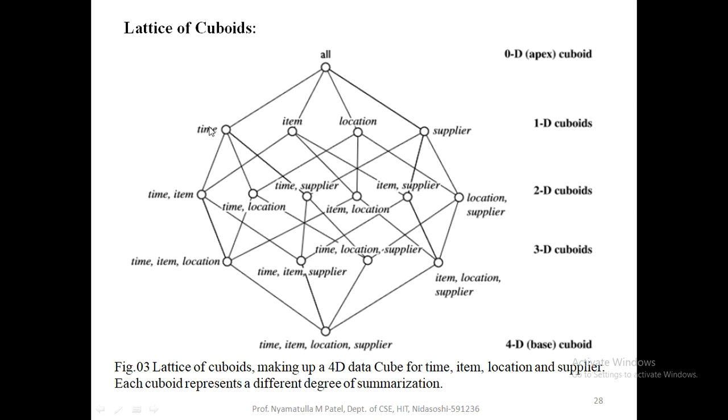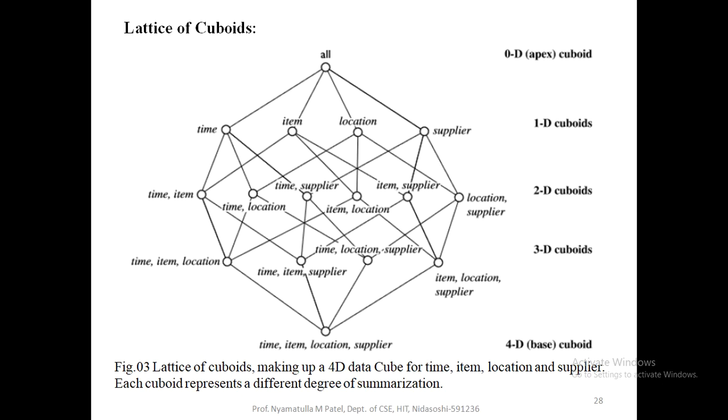Then the 2D cuboid combines 2 attributes. So, the 1D cuboid takes only one thing, that is item, time, location or supplier, and the 2D cuboid contains time and item, item and location, item and supplier, location and supplier. Now, the 3D cuboid contains 3 parameters: time, item, location; time, item, supplier; time, location, supplier; item, location, supplier, whereas the base cuboid contains time, item, location and supplier. So, the complete information is present here.